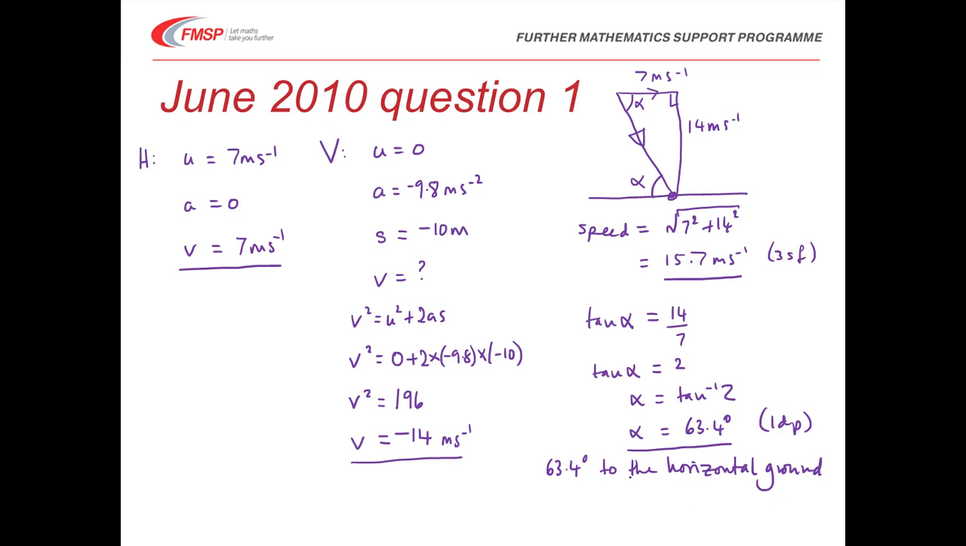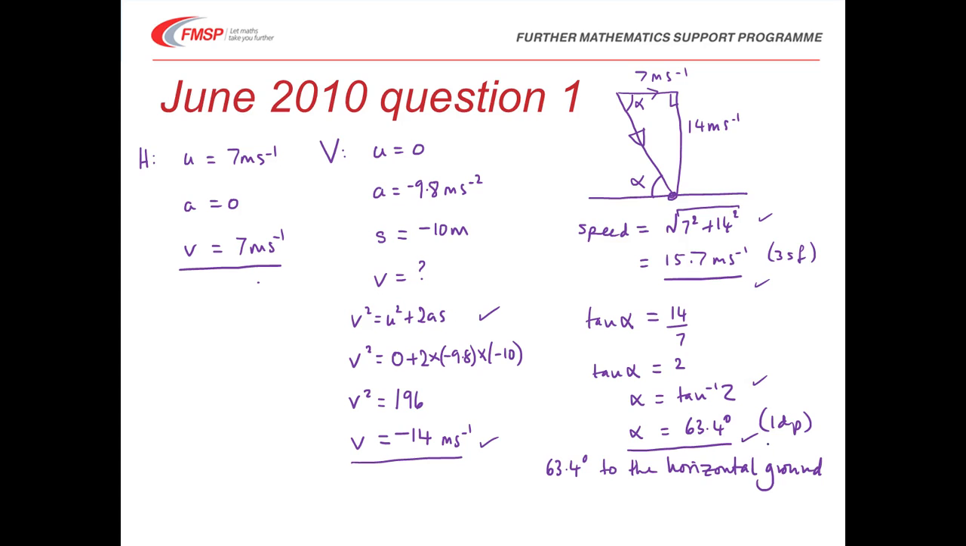Well, for 6 marks, there's no mark at all for saying that the horizontal component of the velocity is 7 meters per second. The first mark awarded is a method mark for using the correct Suvat equation, and finding, for the second mark, the vertical component of the velocity to be 14 meters per second downwards. The next 2 marks are one for using Pythagoras and one for calculating the correct speed, followed by one for using trigonometry and one for getting the correct angle.